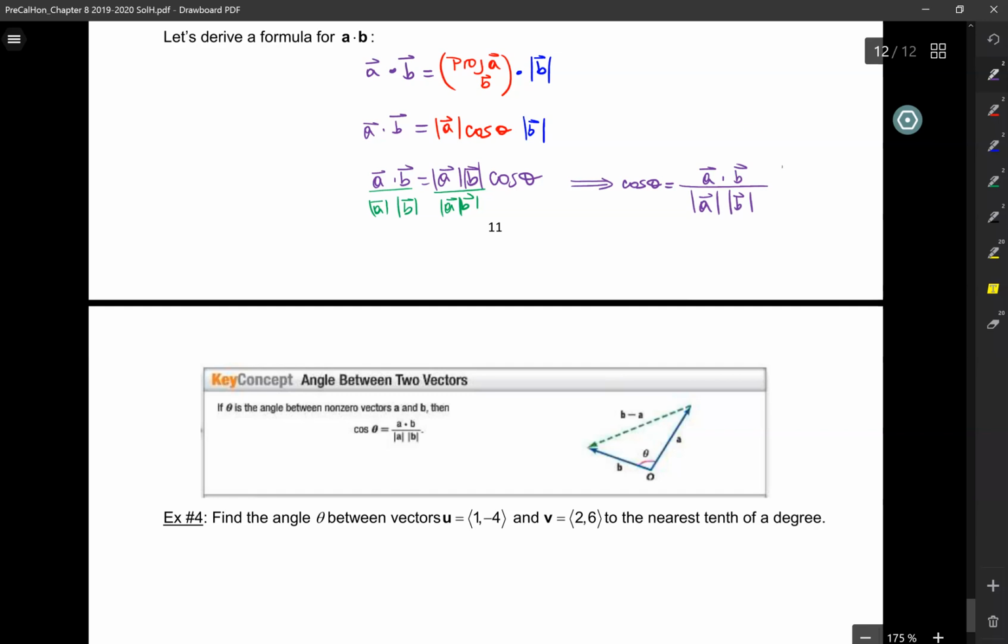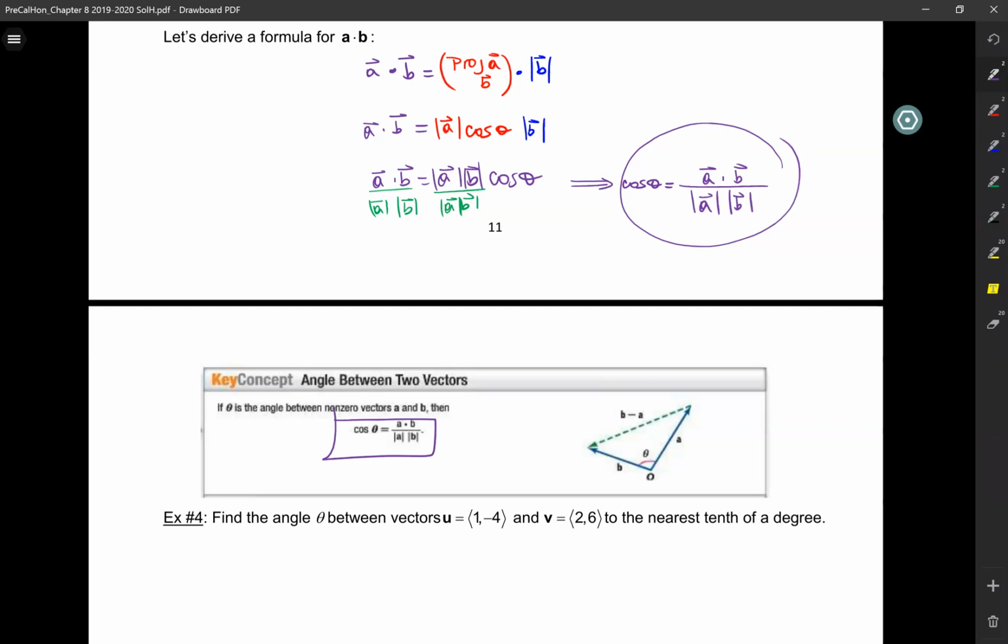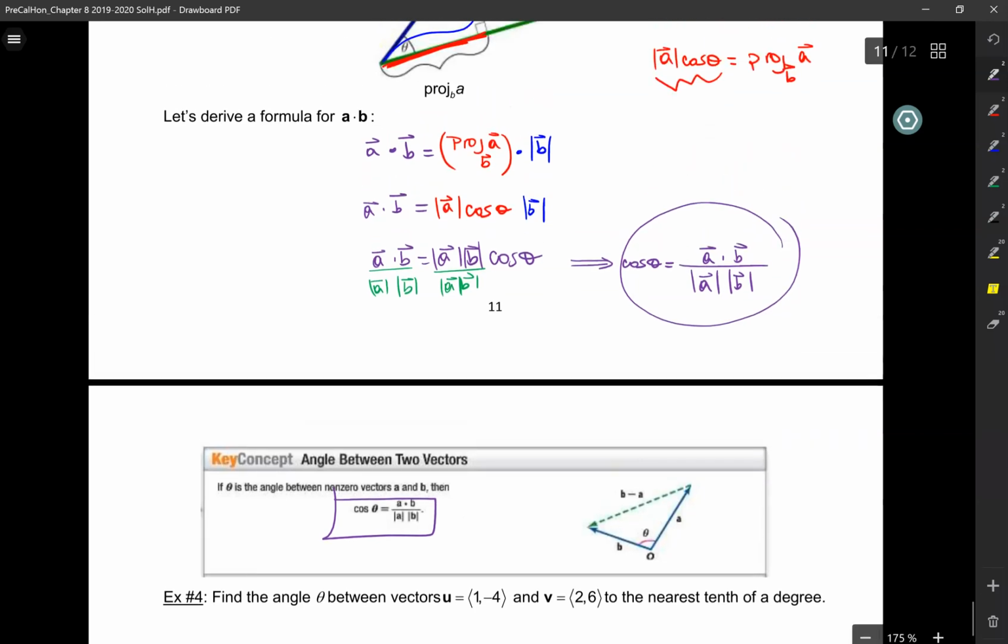Okay? So you need to know that formula. You need to be able to use it, right? It's the same formula as you're given here. And I just do this so that you understand better where it comes from. Yeah. I understand that A dot B is not multiplication.